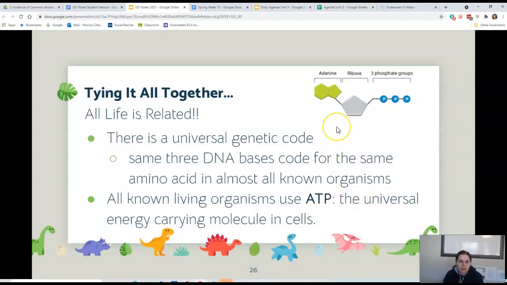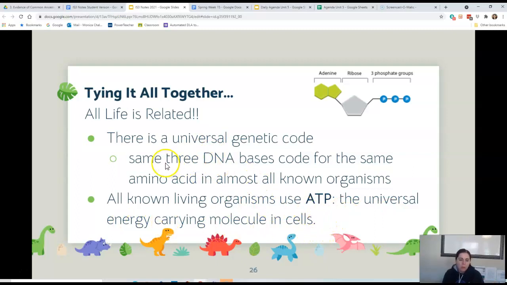All right, let's tie it all together. All life is related. Hopefully you're understanding that. There was a universal common ancestor, the LUCA. There is a universal genetic code, which is our DNA. We have the same bases. We all have A's, C's, T's, and G's. We have ATP. All living organisms today, or in the past that we know of, use ATP, which is the universal energy-carrying molecule in cells.